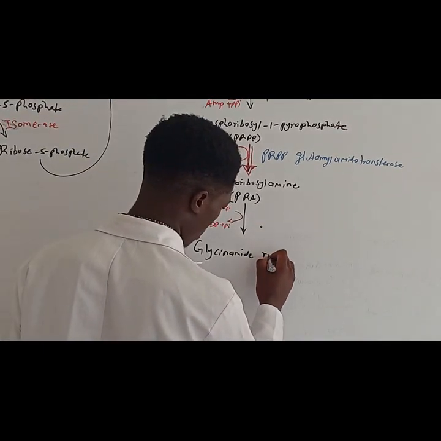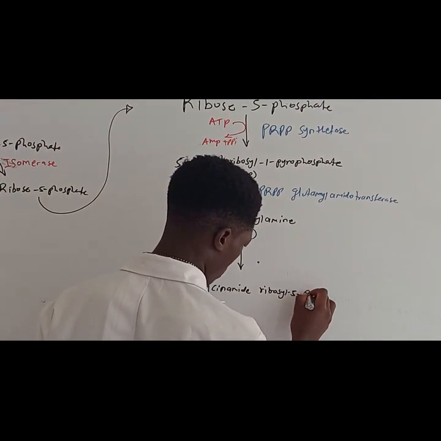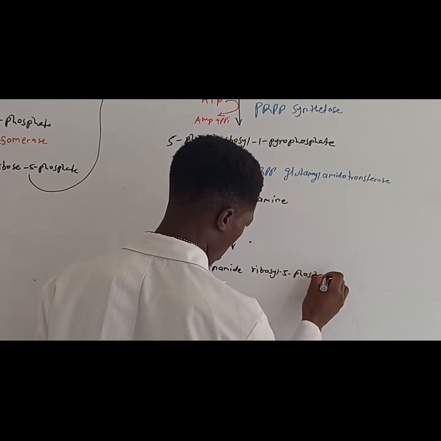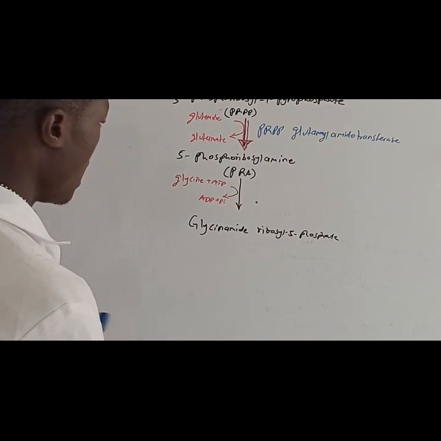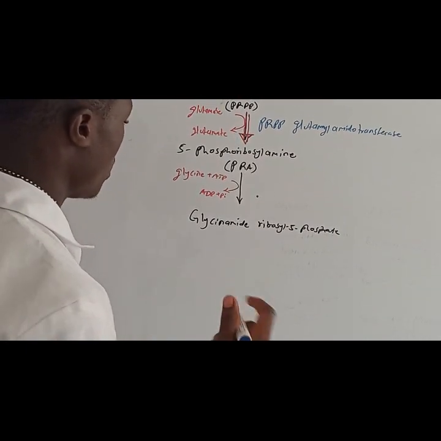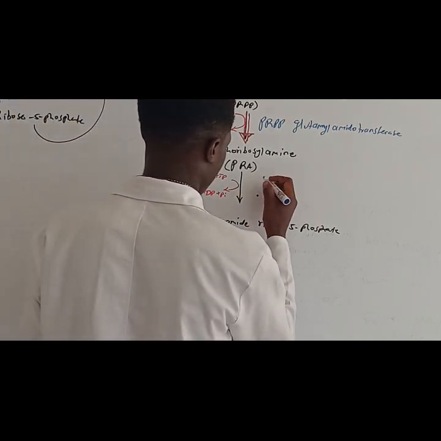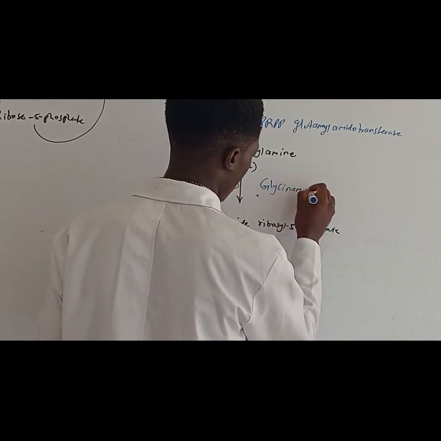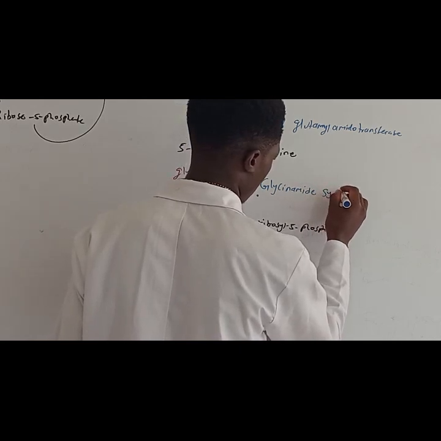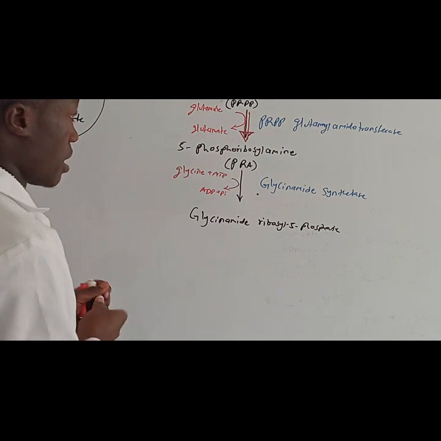So glycinamide riboside 5-phosphate. Alright. What is the name of the enzyme that catalyzes this reaction? This reaction is catalyzed by an enzyme called glycinamide synthetase. So glycinamide synthetase. Alright, guys, so let's move.